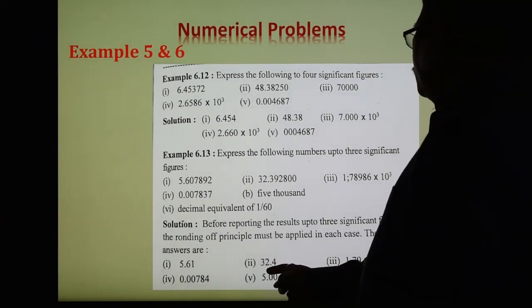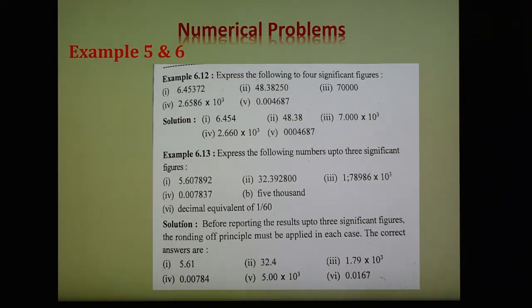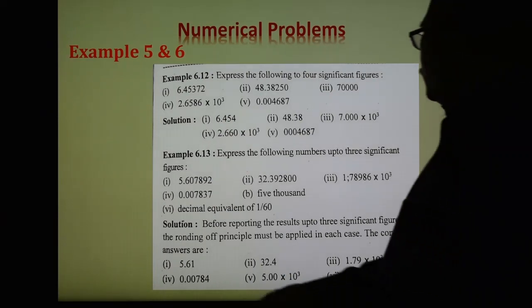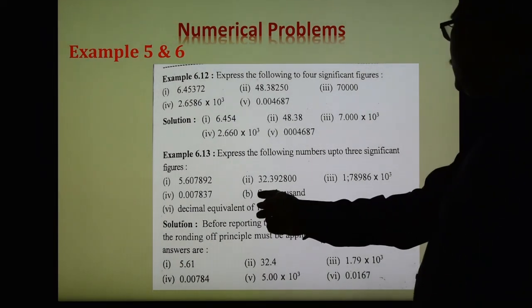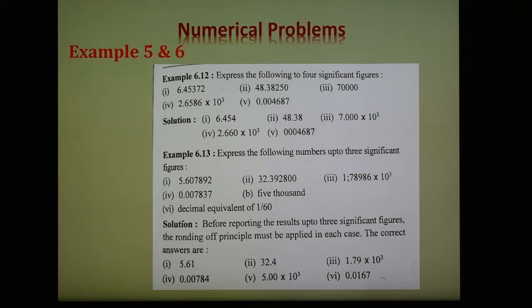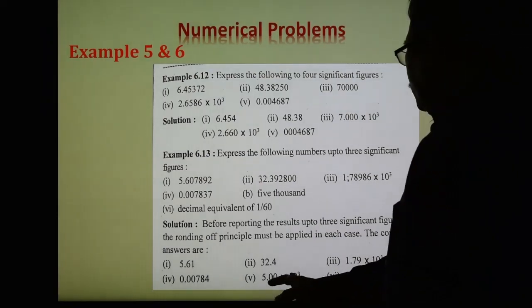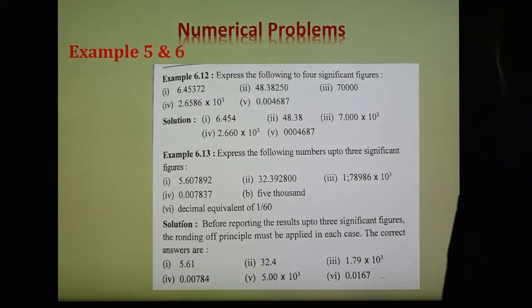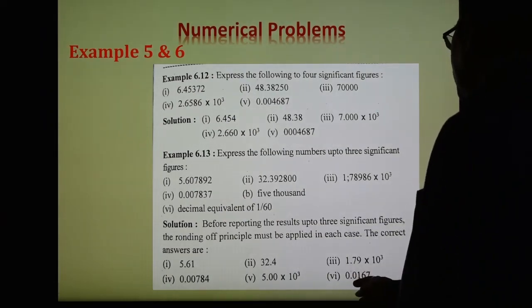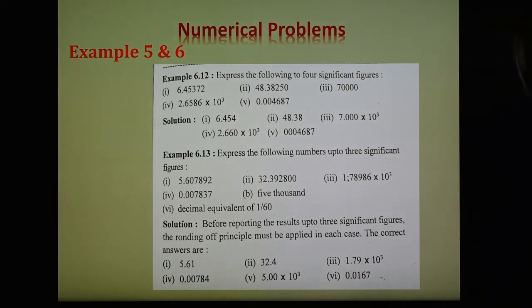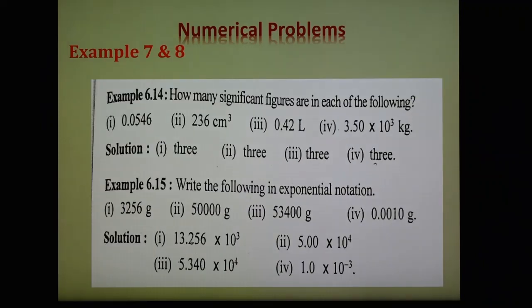In the second case 32.4. In the third 1.79 into 10 to the power 3. In the fourth it is 0.00784, and in the case of the fifth, 5000, we can express it as 5.00 into 10 to the power 3. Number 6, the decimal equivalent of 1/60, is reported after dividing as 0.0167. So 167, 3 significant figures are there. In this way we can express the result.